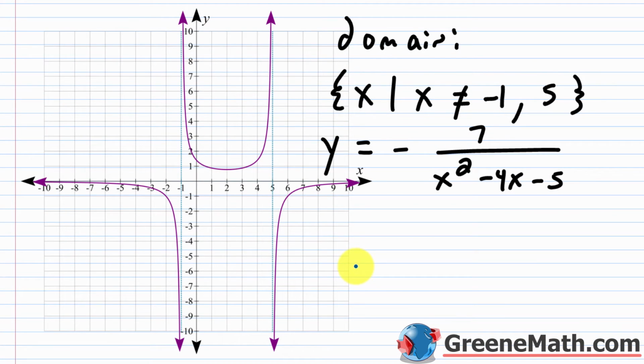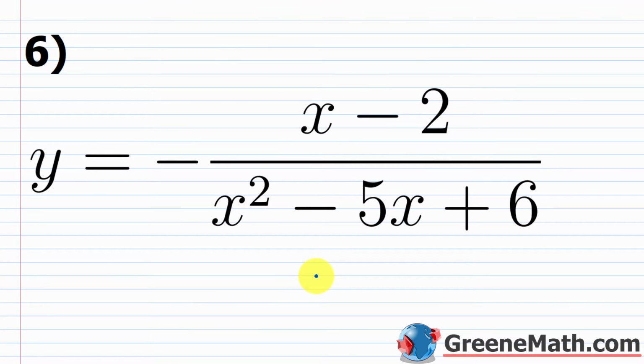So once again, just coming to the graph, we have y equals -7 over x squared minus 4x minus 5. And looking at this, you can see that x is not going to be -1 or 5 from the graph. Again, you have a vertical asymptote at x equals 5, and then another vertical asymptote at x equals -1. So your graph is going to approach an x value of -1, but never touch it. And your graph is going to approach an x value of 5, but never touch it. All right, let's take a look at problem 6 now.